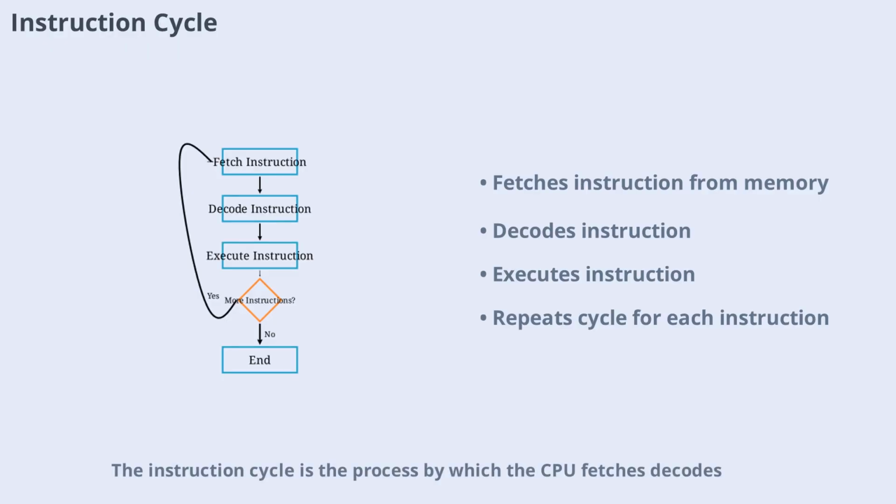The instruction cycle is the process by which the CPU fetches, decodes, and executes instructions. This cycle is repeated millions of times per second, enabling the computer to perform complex tasks rapidly. Each functional unit plays a role in this cycle, ensuring smooth and efficient operation.